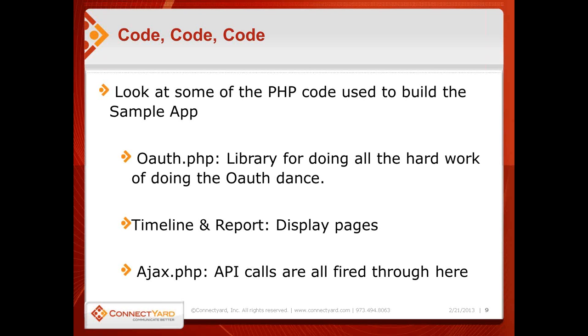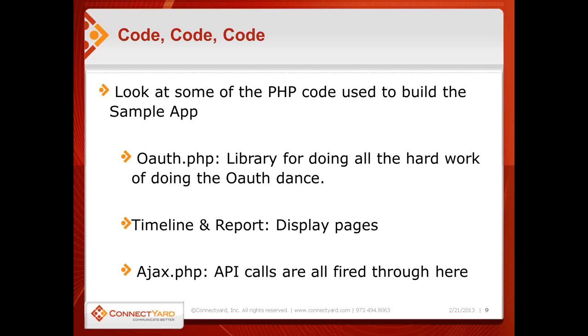Next, we have a timeline and a report view. These two pages are basically our display pages. While we're consuming the API, we still have to display it somewhere. So we have these two particular pages we'll look at to see how you can view the data. And then the final part is an AJAX page.